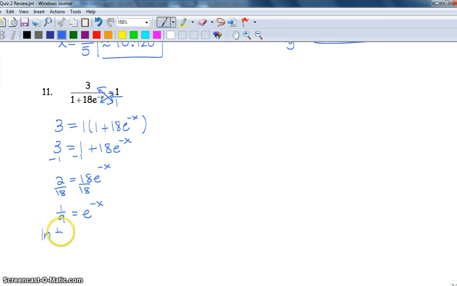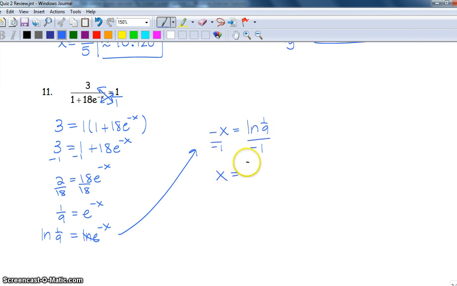So we take the natural log of each side. The natural log and e cancel, so we've got negative x is equal to the natural log of 1/9. Divide each side by a negative 1. X is equal to the natural log of 1/9 divided by negative 1, which is about 2.197.